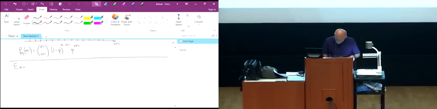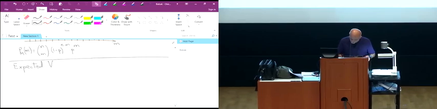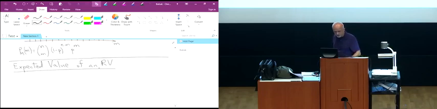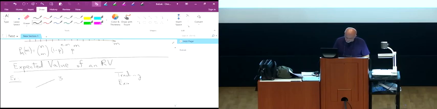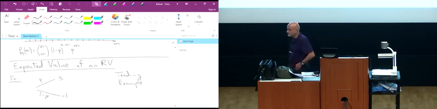Okay. Expected value of a random variable. So let's go back to that trader example. Let's say I make $3 if the trade goes my way. I lose $1 if the trade goes against me. And this happens with probability p and 1 minus p respectively. Okay?